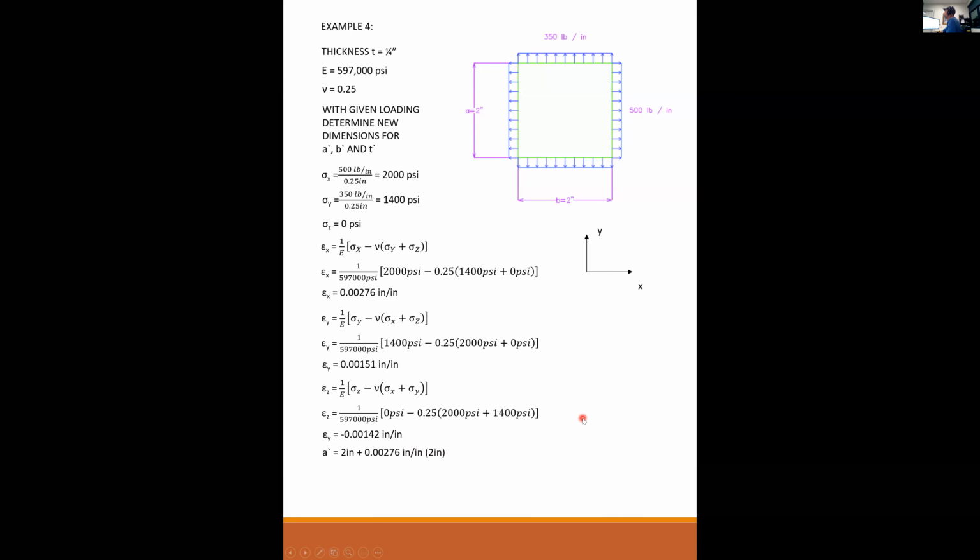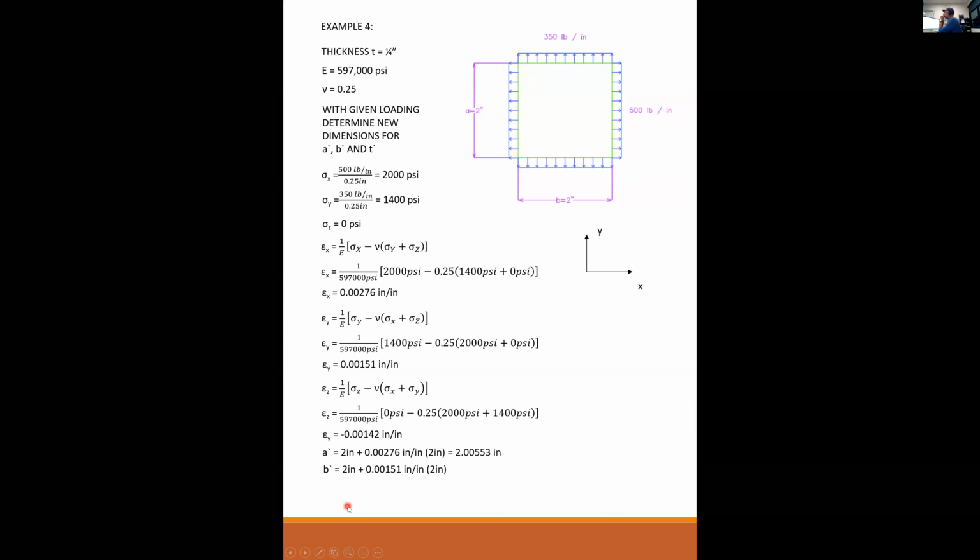So what are the final dimensions? Final dimension is the original dimension plus the strain times the original dimension. So I have 2 inches plus 0.00276 inch per inch times 2 gives me 2.00553 inches. That is the stretched out length of A under this loading.